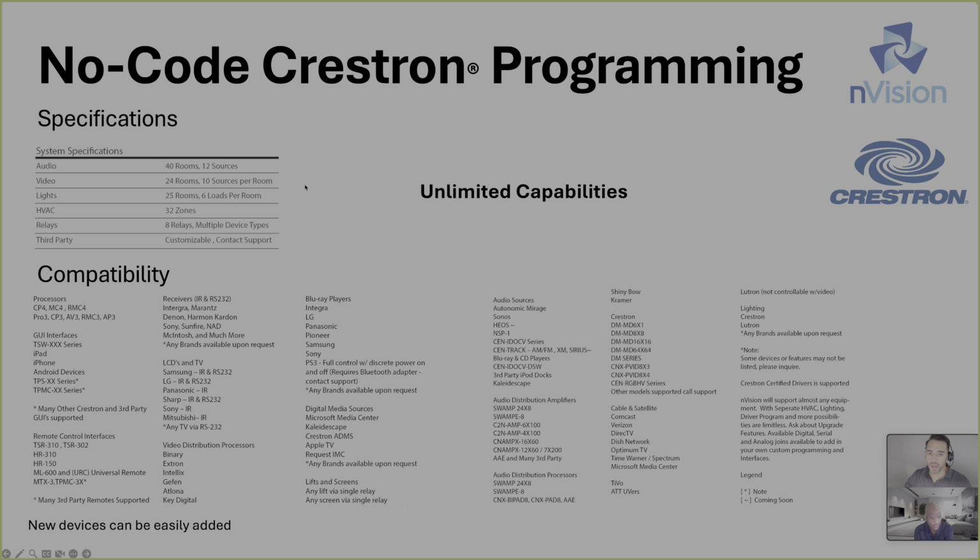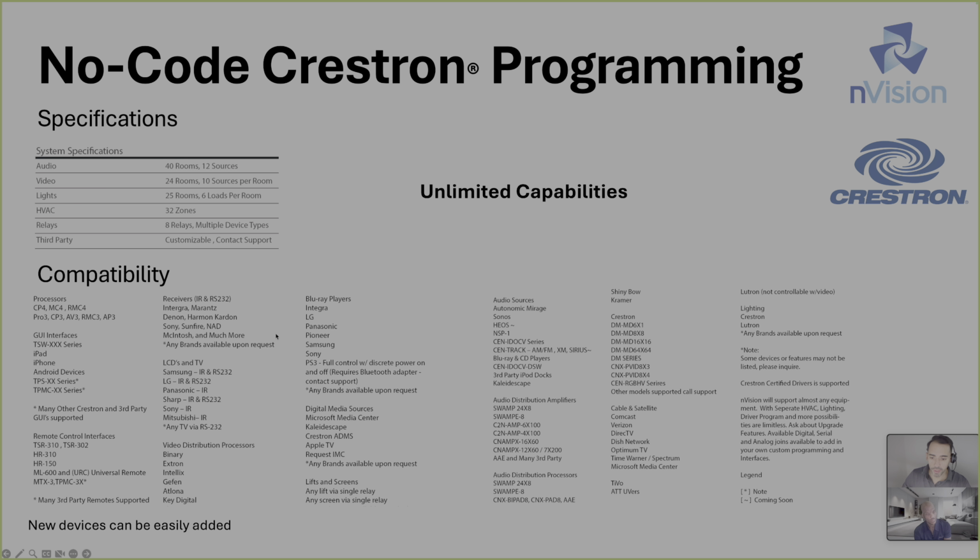So it has essentially unlimited capabilities. It's very expansive, as you can see here. For audio, we support 40 rooms. For video, 24 rooms. Lights, 25 rooms. For HVAC, 32 zones. And for relays, 8 relays, or as many relays as your system supports.